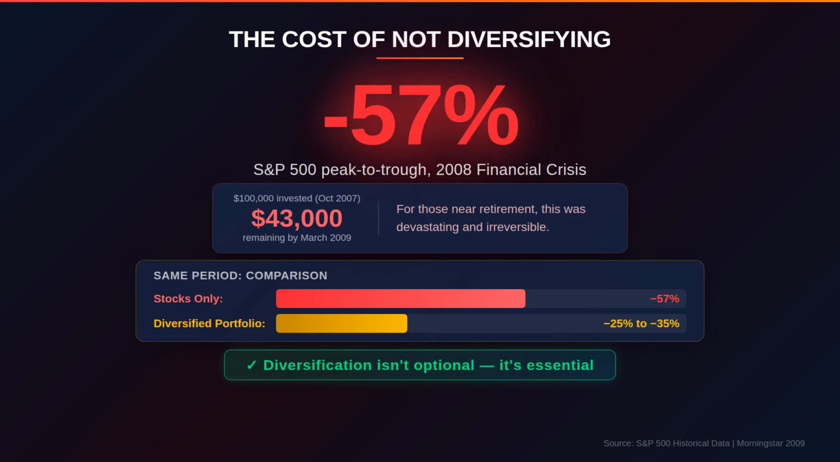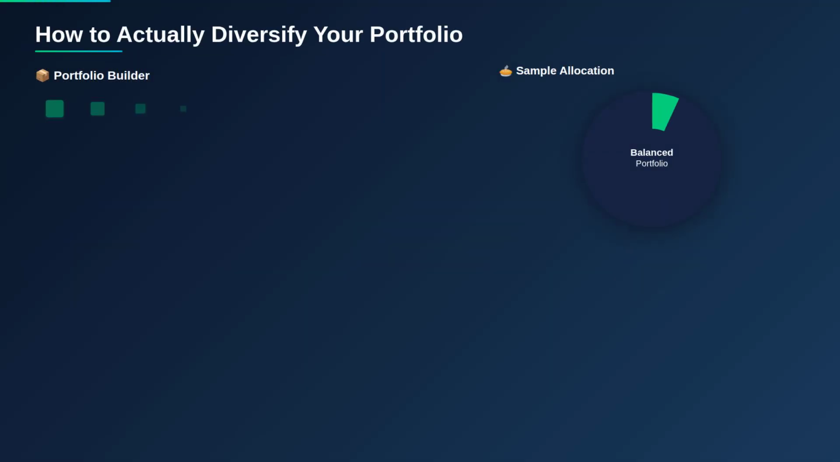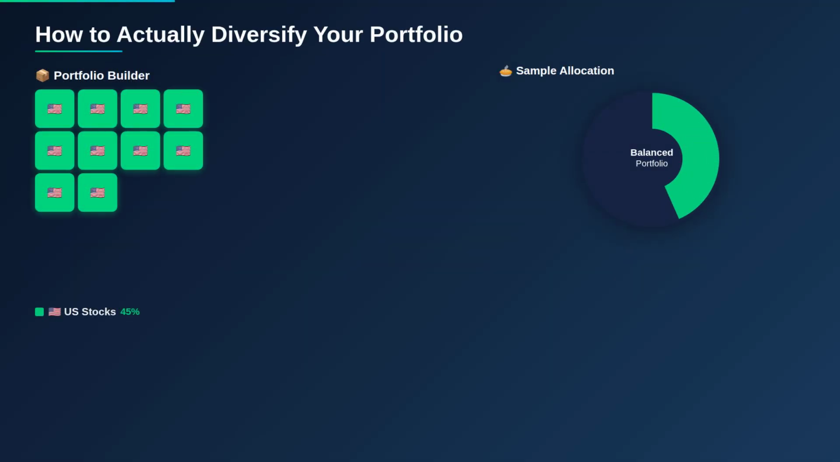Now, a diversified portfolio that included bonds and other assets during that same period lost significantly less. Some balanced portfolios dropped only 25 to 35%. Still painful, but the difference between a setback and a catastrophe. This is exactly why diversification isn't optional. It's essential. Okay, so how do you actually do this?